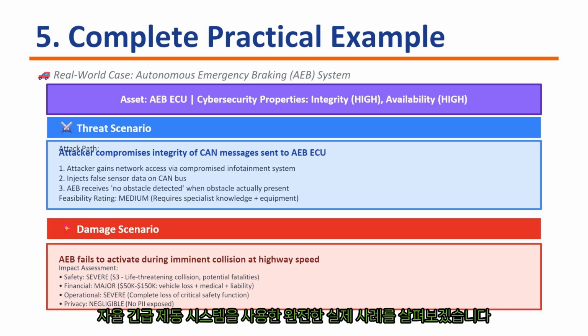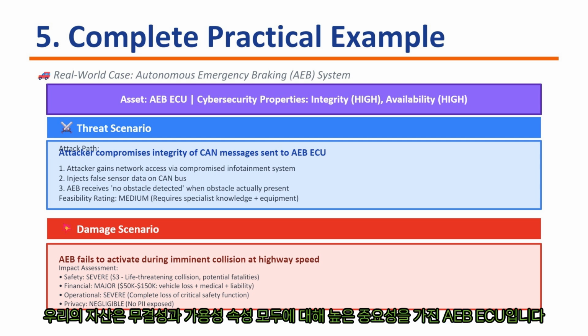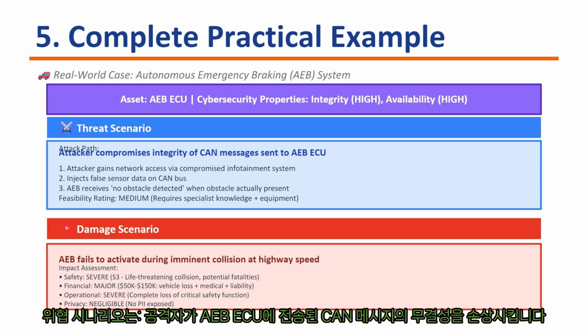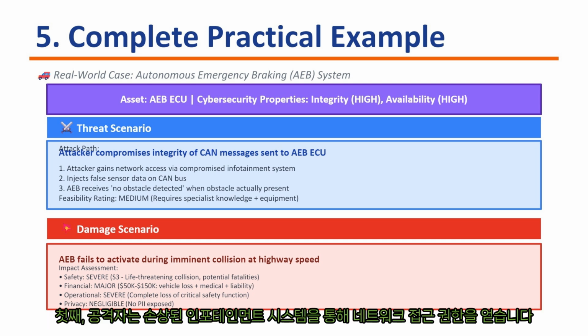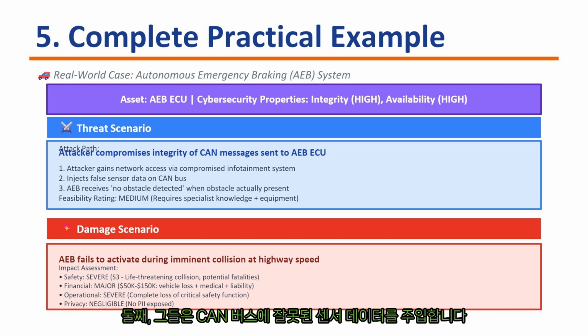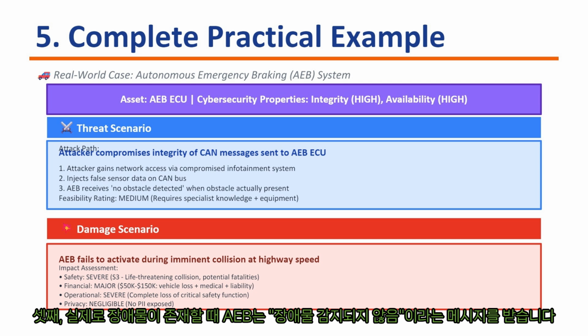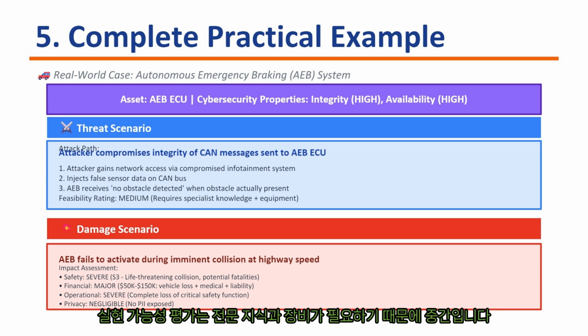Let's walk through a complete real-world example with the Autonomous Emergency Braking System. Our asset is the AEB ECU with high importance for both integrity and availability properties. The threat scenario is attacker compromises integrity of CAN messages sent to AEB ECU. The attack path has three steps. First, attacker gains network access via a compromised infotainment system. Second, they inject false sensor data on the CAN bus. Third, the AEB receives no obstacle detected when an obstacle is actually present. The feasibility rating is medium because this requires specialist knowledge plus equipment.